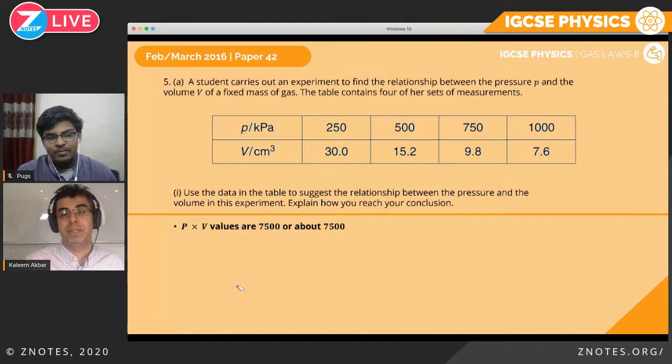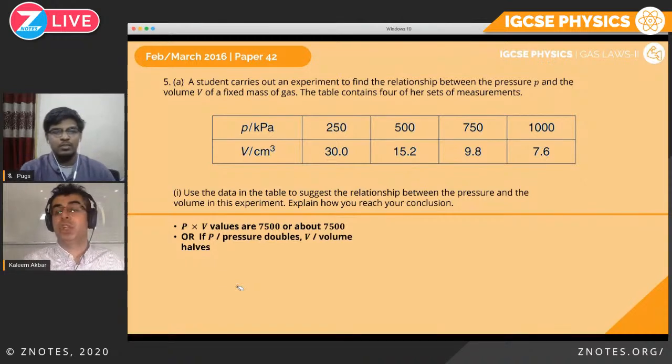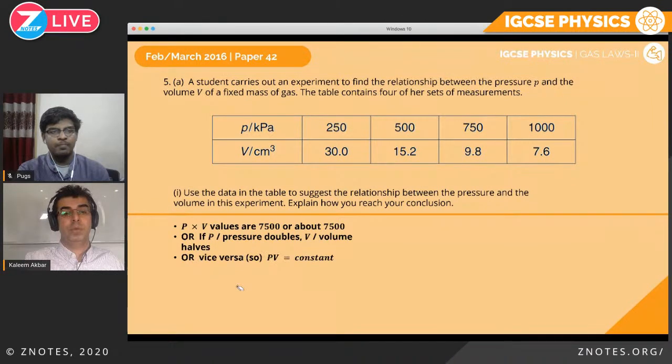When you multiply them together, just like we did in that first exam question, we multiplied two numbers together and then divided it by the new pressure in that question to get a new volume. P times V is a constant. That's the whole point about Boyle's Law. So if the pressure doubles, the volume halves, or if the volume became a quarter, the pressure would be four times as much. When you multiply them together, you're always going to get the same answer. Or vice versa.